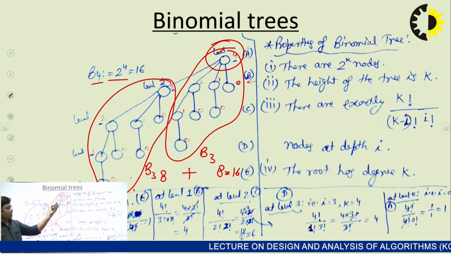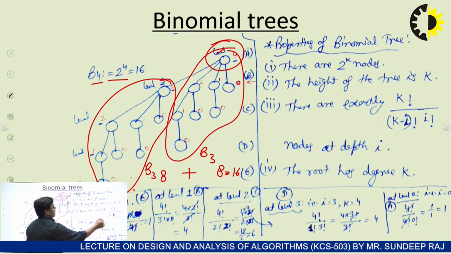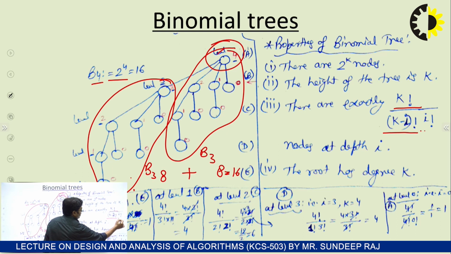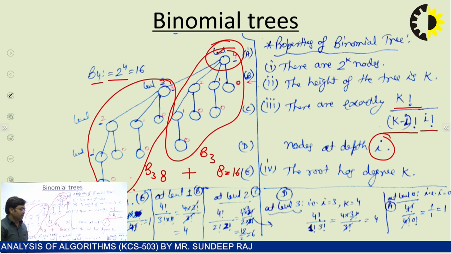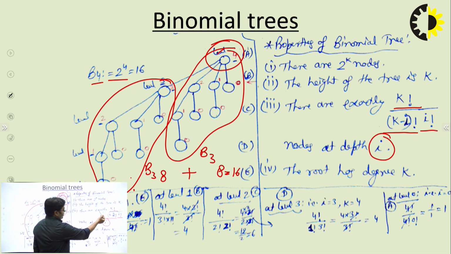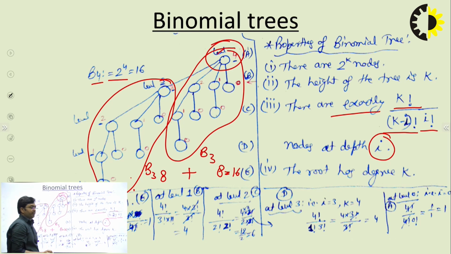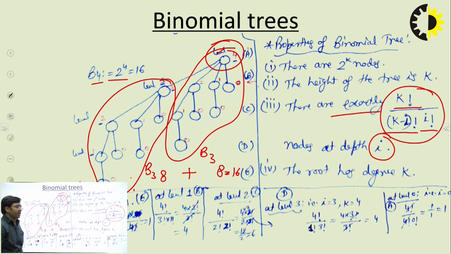Properties of a binomial tree: there are 2 raised to power k nodes. The height of the tree is maximum k. If we are talking about depth i, where i is taken as the depth number, how many nodes will be there? At depth i, we have exactly k factorial divided by (k minus i) factorial multiplied by i factorial. This formula gives us the total number of nodes present at level i.